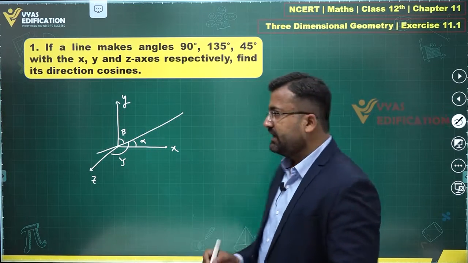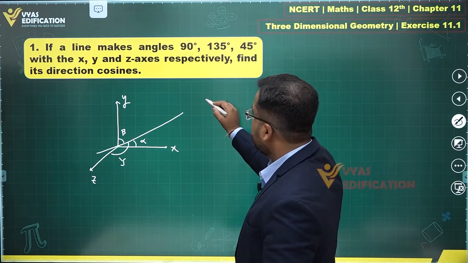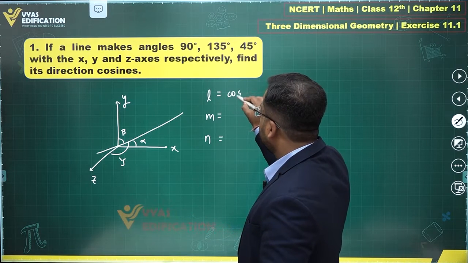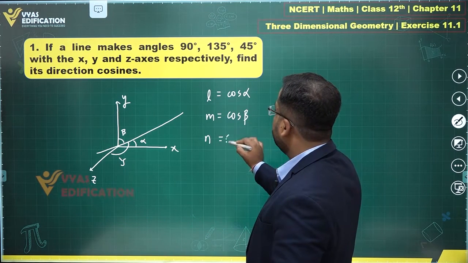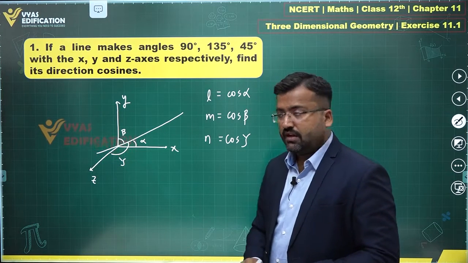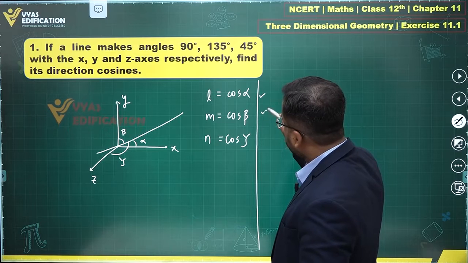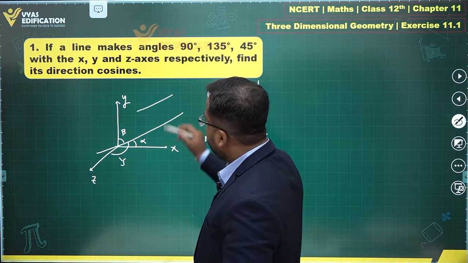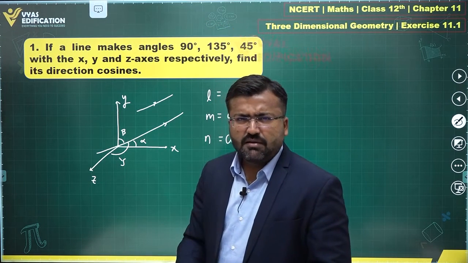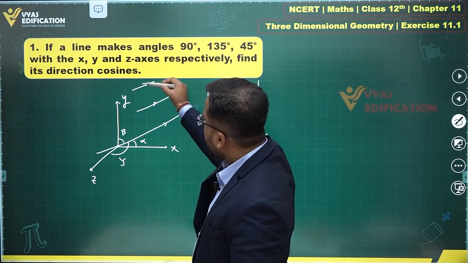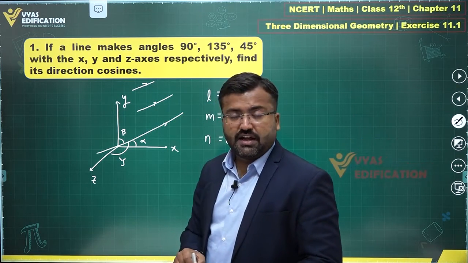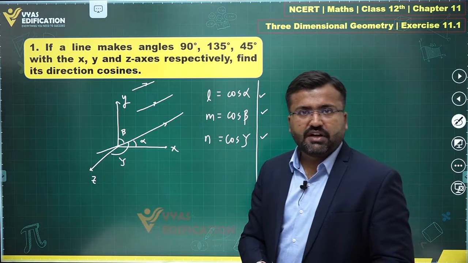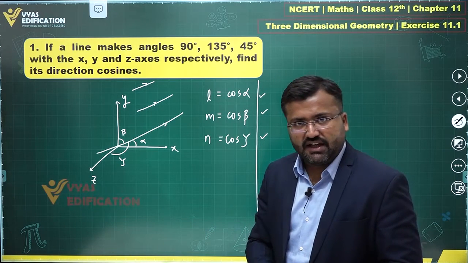In that case, you define something called direction cosines by L, M, N, which are cos alpha, cos beta, cos gamma. These are the direction cosines of this particular line. A line parallel to this will have the same direction cosines. If you are given a line like this, you transfer it to pass through the origin, and then the angles are alpha, beta, gamma, and therefore the direction cosines are cos alpha, cos beta and cos gamma, which are also represented by L, M and N.